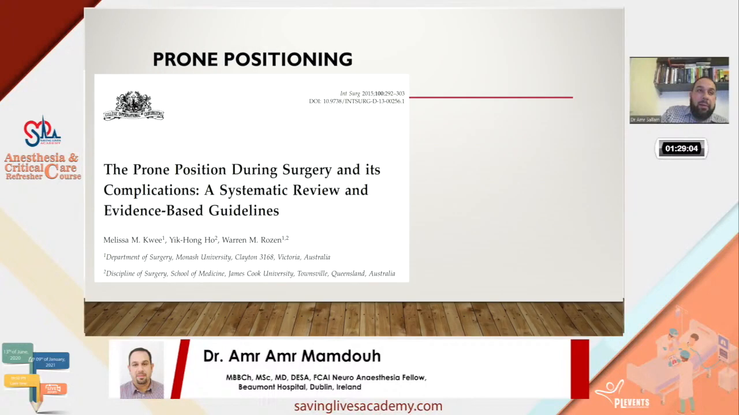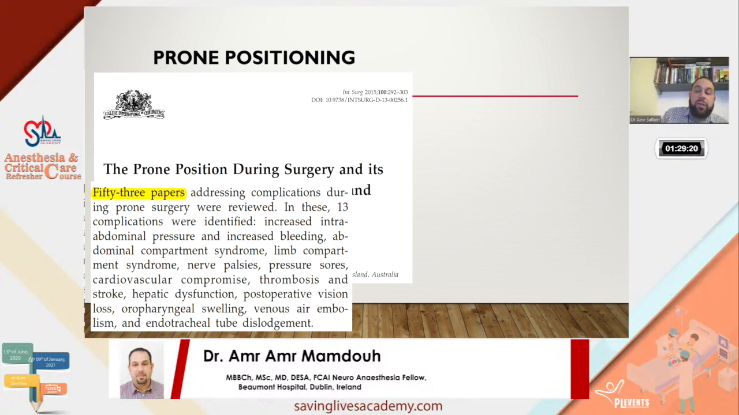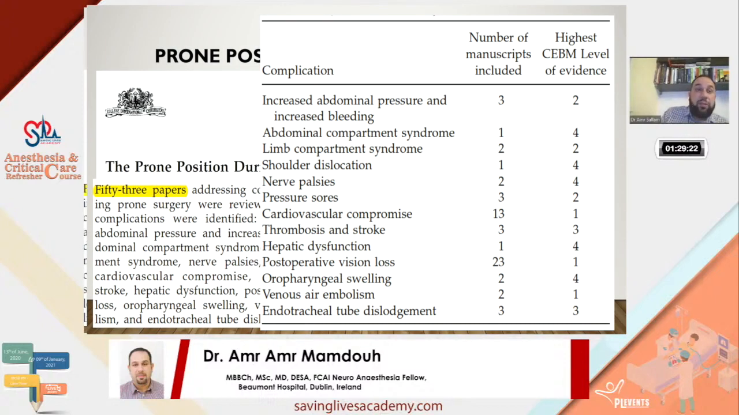And talking about the other side, which is the complication of prone position. And this is a very nice systematic review discussing only the prone position. And surprisingly, they included about 53. And the most discussed complication of prone position was the postoperative vision loss, which is a very rare complication. But it is very devastating as well, and we will discuss that in a moment.